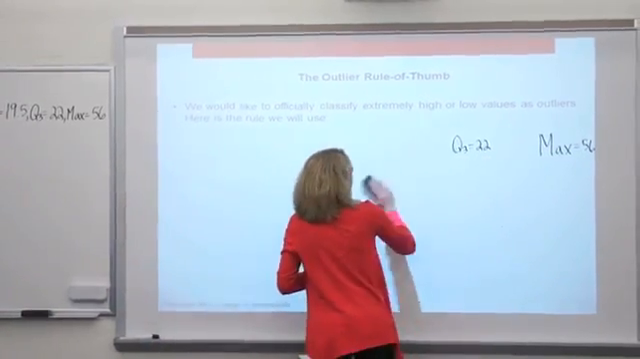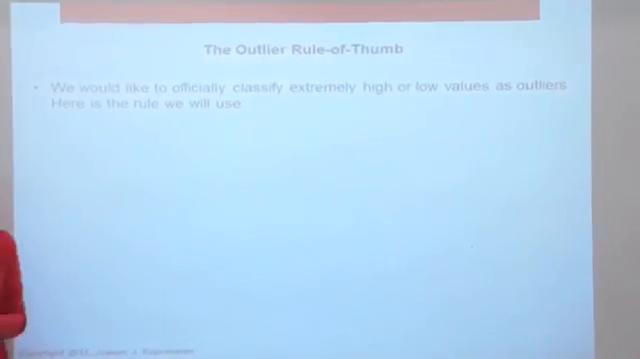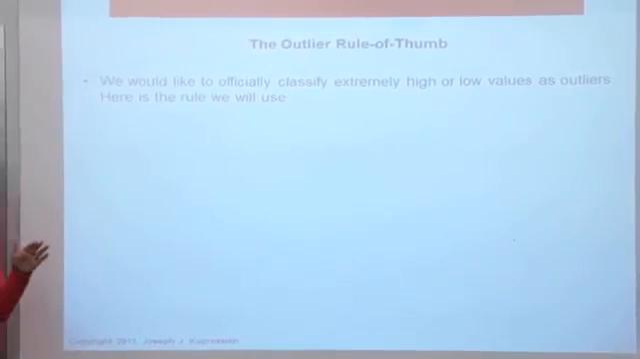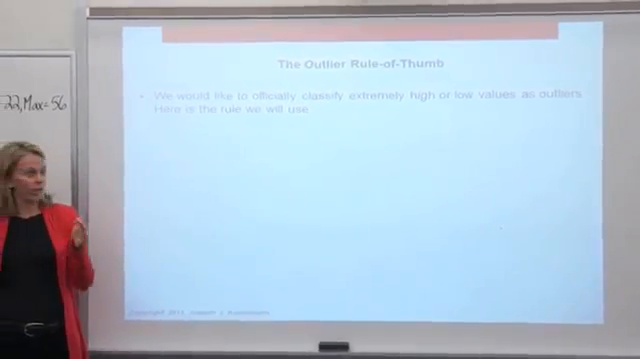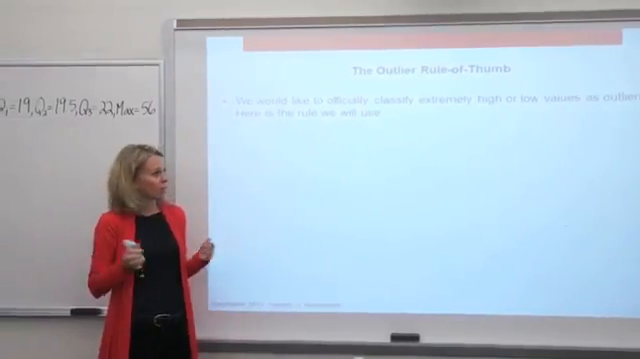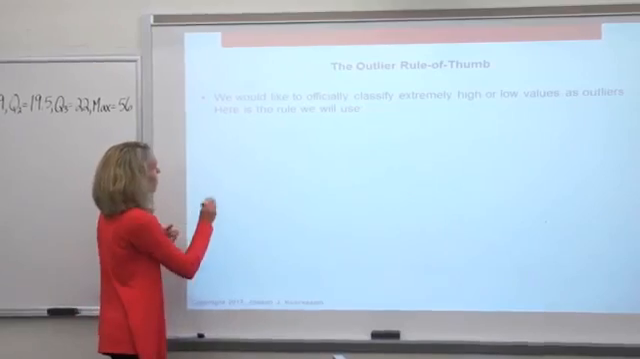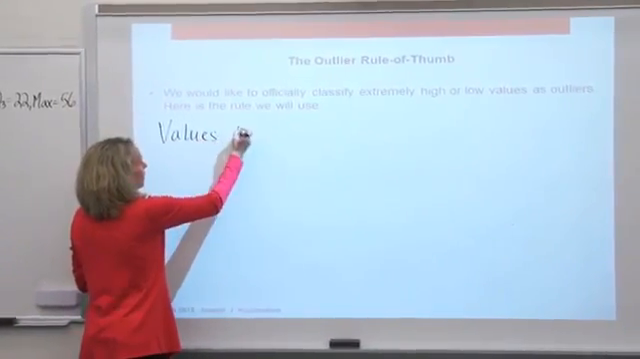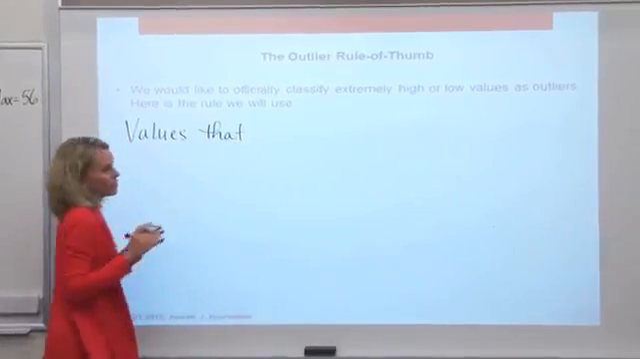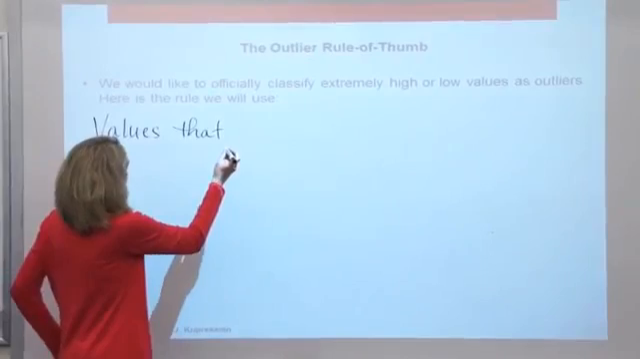Okay, so here's the rule of thumb that we're going to use. We're going to compute something called fences. If values fall outside of the fences, below the lower fence or above the upper fence, we'll classify those as outliers.